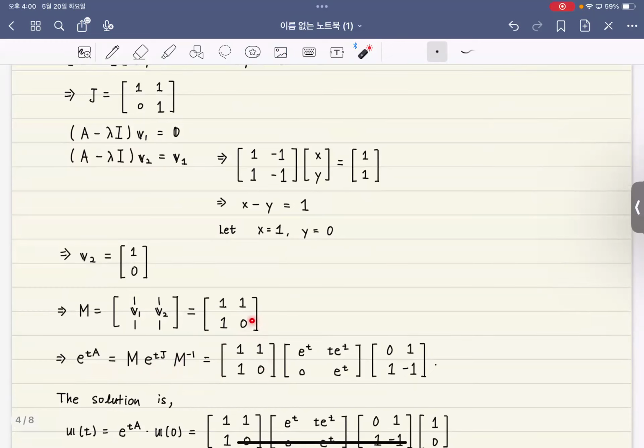And this is my M. Taking the inverse of a 2x2 matrix is easy, so this is M inverse. And what is the matrix in the middle? The matrix in the middle is e^(tJ). Since this is my J, e^(tJ) is e^t, e^t, and t times e^t. So this is your matrix exponential of this non-diagonal matrix.